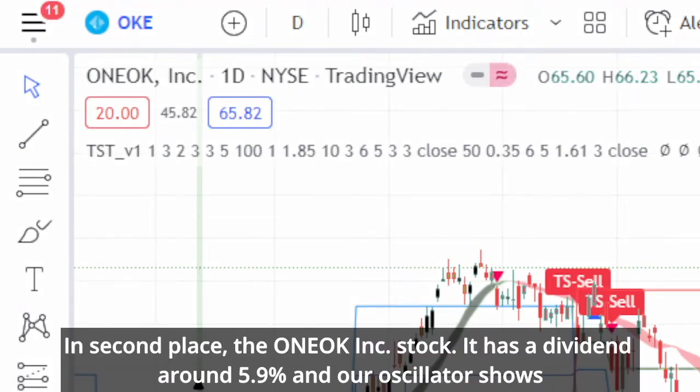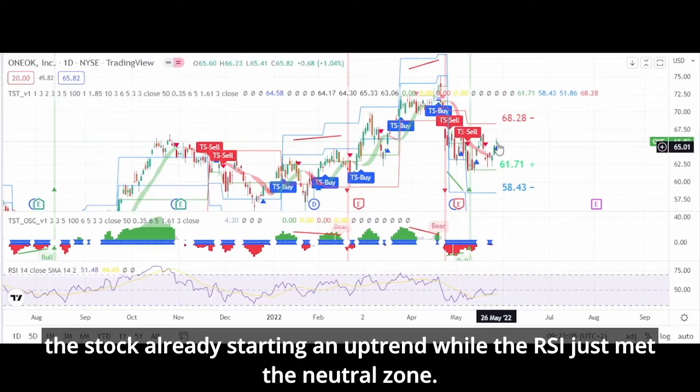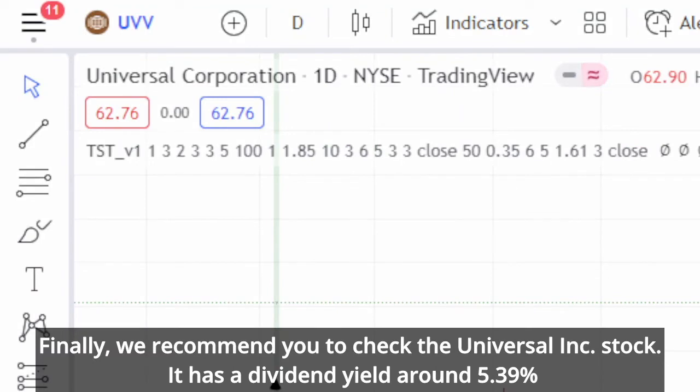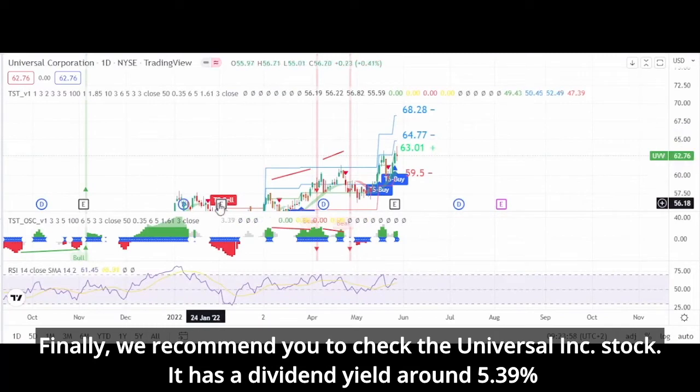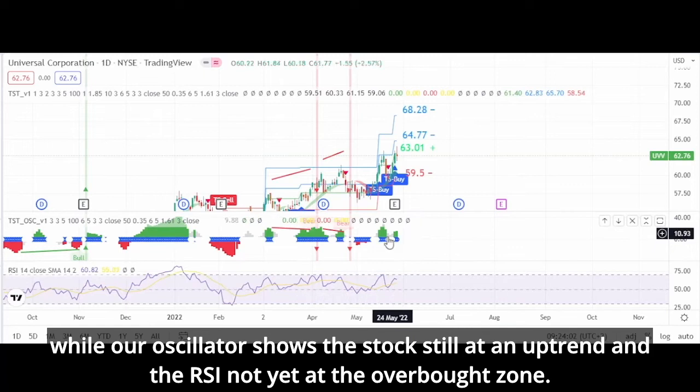In second place, the ONIAC Incorporated stock. It has a dividend around 5.9%, and our oscillator shows the stock already starting an uptrend while the RSI just met the neutral zone. Finally, we recommend you check the Universal Incorporated stock. It has a dividend yield around 5.39%, while our oscillator shows the stock still at an uptrend and the RSI not yet at the overbought zone.